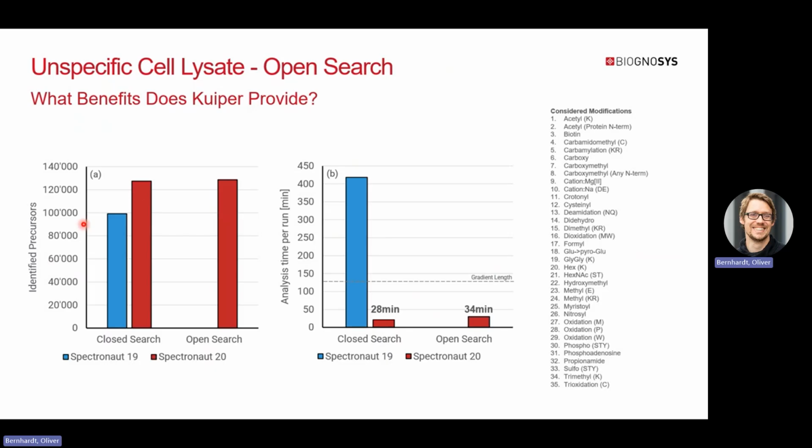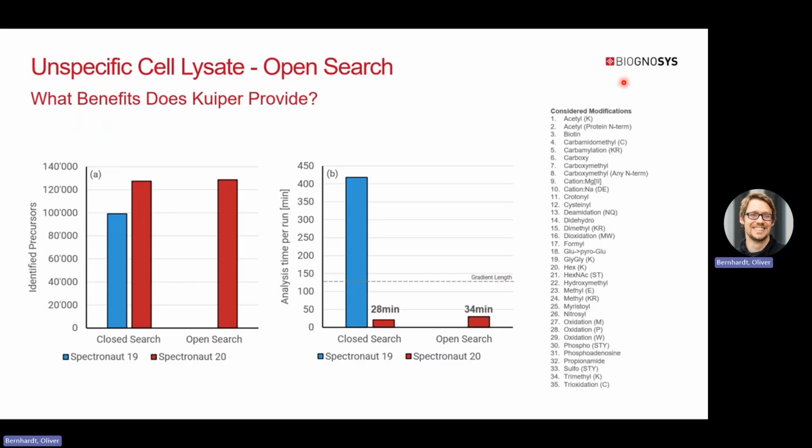So you can see here that with Spectronaut 19, with an unspecific closed search, we ran the sample in about 440 minutes, while with Spectronaut 20 in the closed search, we're down to 28 minutes, while still gaining quite significantly in terms of identifications. But the real killer here is that with an unspecific open search, we are only gaining a very small amount in terms of search time.